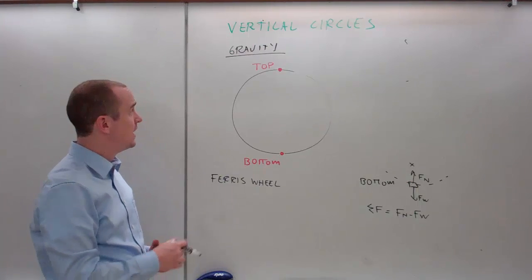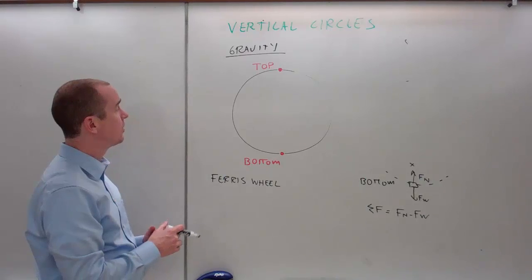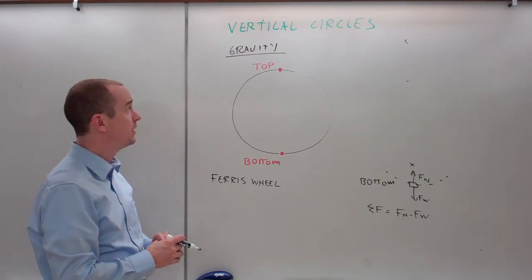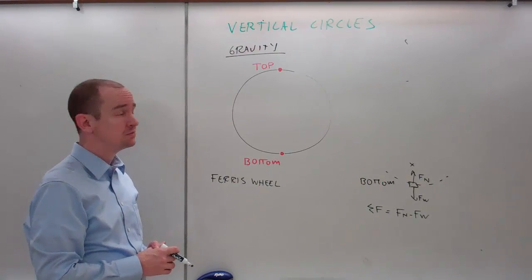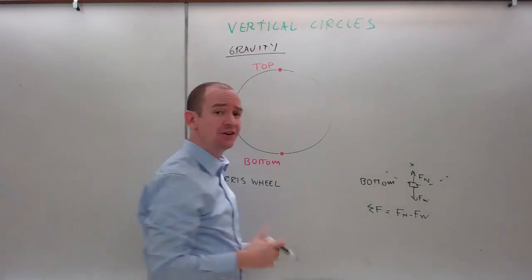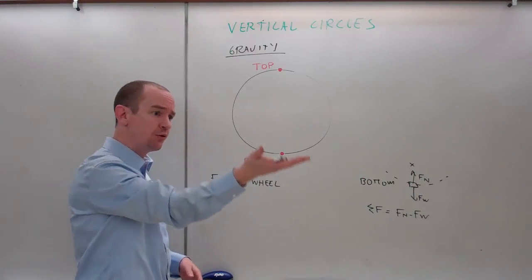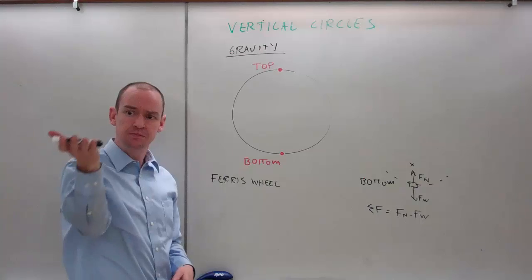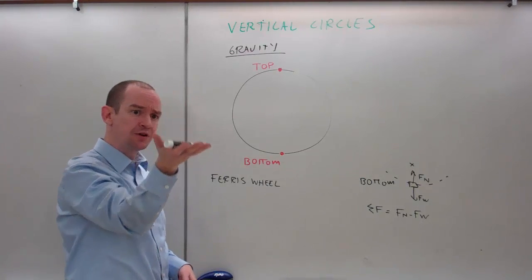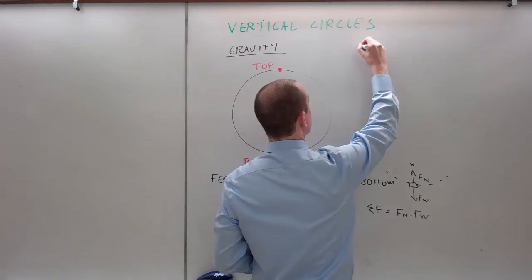Okay, the top is a little harder. The top is a little harder because there are three possibilities depending on the speed at which you travel. Let's look at all three. In a normal Ferris wheel, as you go around, you don't fall through the bottom. You must have a normal force upwards. So we'll call this moving slowly.